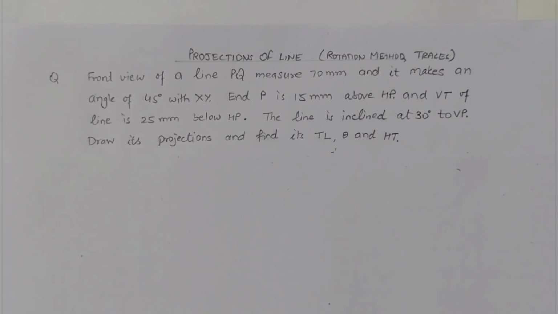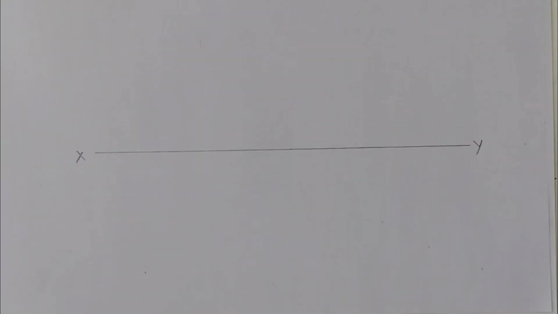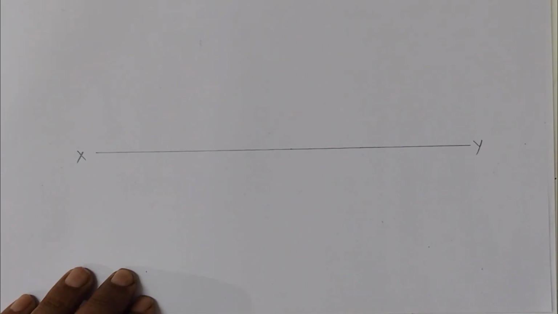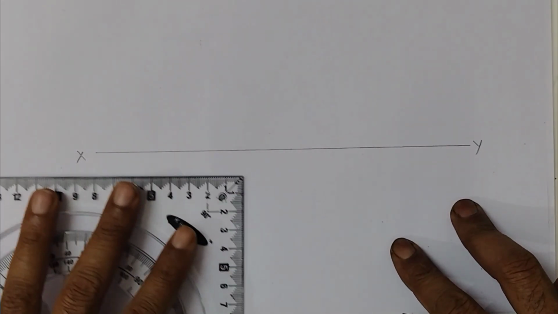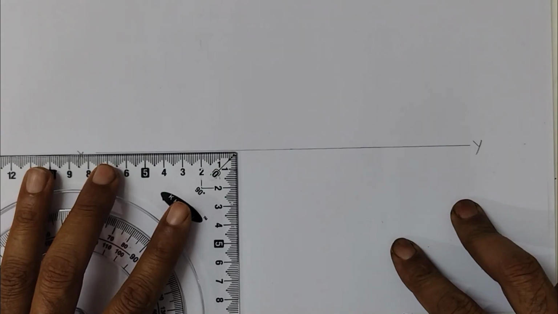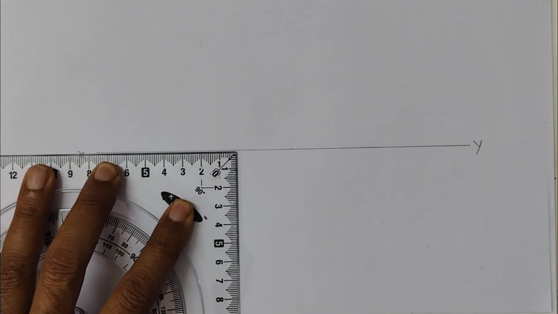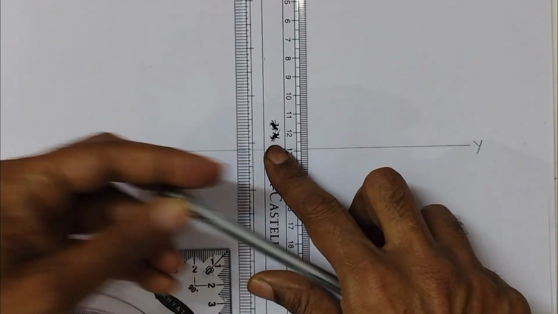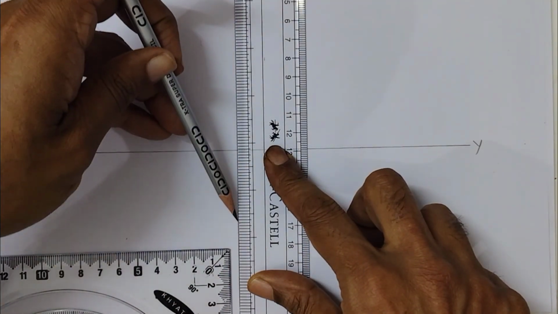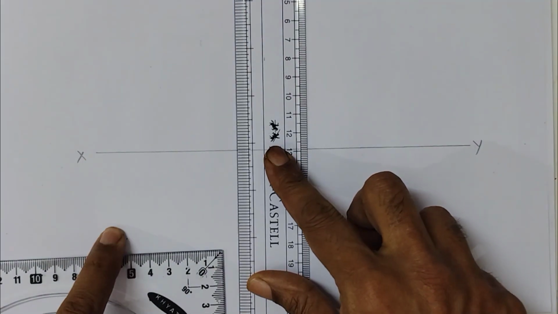Today I will discuss with you projection of a line, in which the rotation method and traces will be discussed. Let us start the question. So first of all, draw XY. Now we have to draw the projector line for point P. So use a set square. This is the projector line for point P.